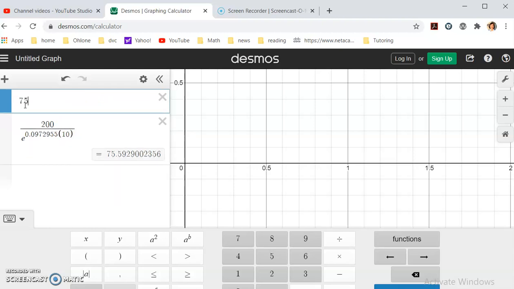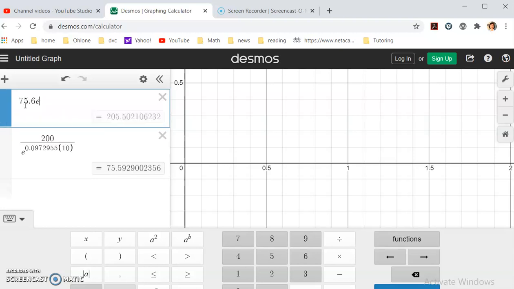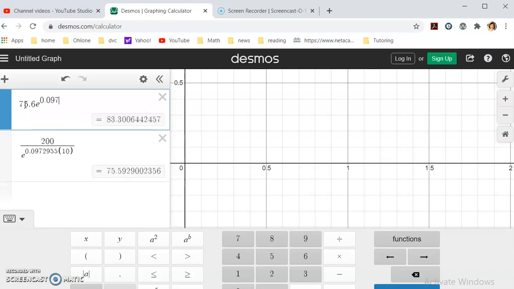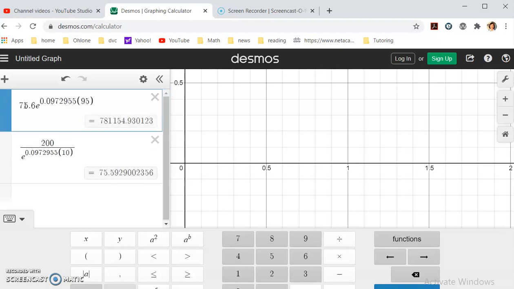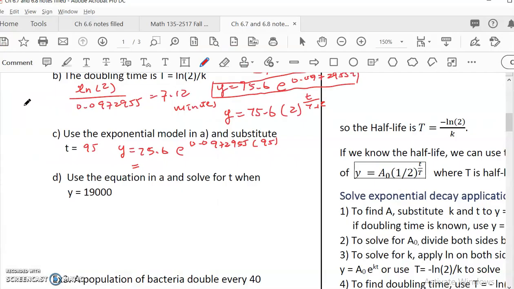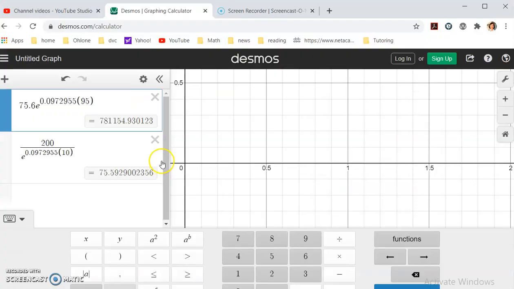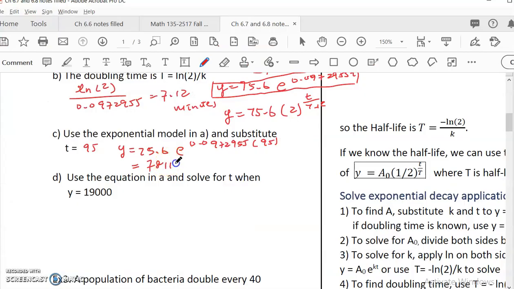75.6, yeah, times e to the 0.0972955 times 95. Just very tedious. 81154.9. So it is a lot of bacteria. You can round it to 81,155 bacteria.